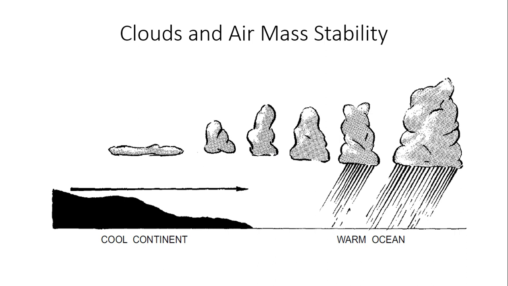Another example shows colder air coming off the continent. Generally, we see as that cooler air moves over a warmer ocean surface, we get much taller cumulus clouds and showery precipitation. This happens a lot off the east coast of the United States when you get the cooler air masses moving over that warmer Gulf Stream current.